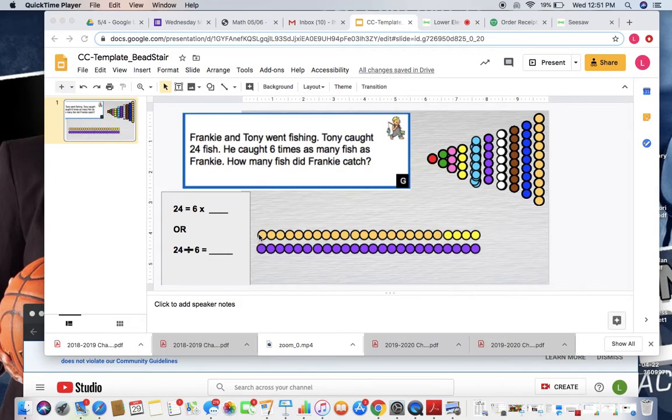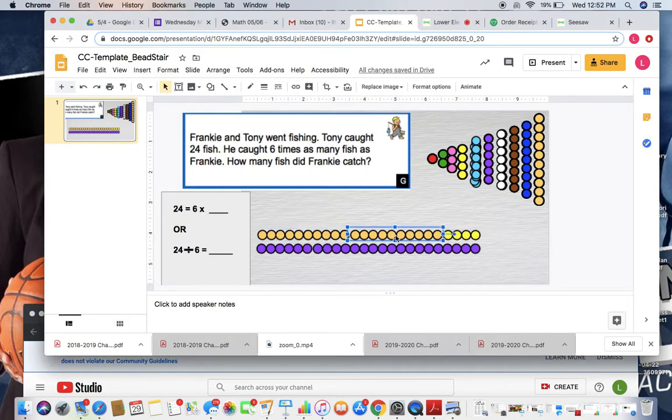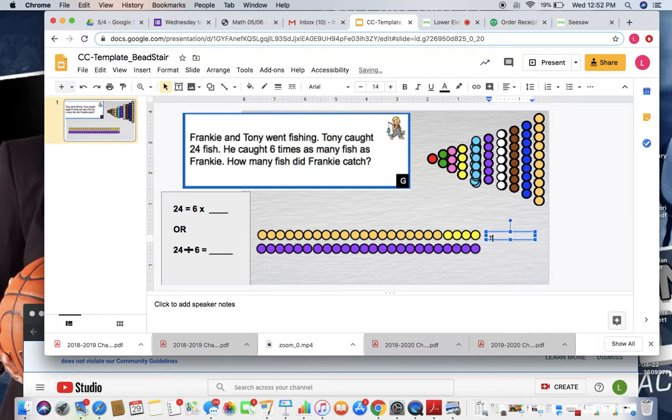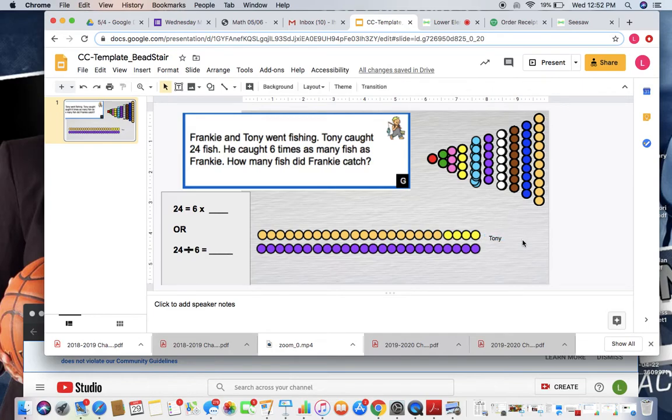24. So here I have some bead bars laid out. I have a 10 bead bar here, another 10 bead bar for 20, and then 4. So I've laid out the 24 total fish that Tony caught. Let's go ahead and label those as Tony's fish so we don't forget. So these are the fish that Tony caught, and it represents a fairly large number. It's our total. The question is, how many fish did Frankie catch?